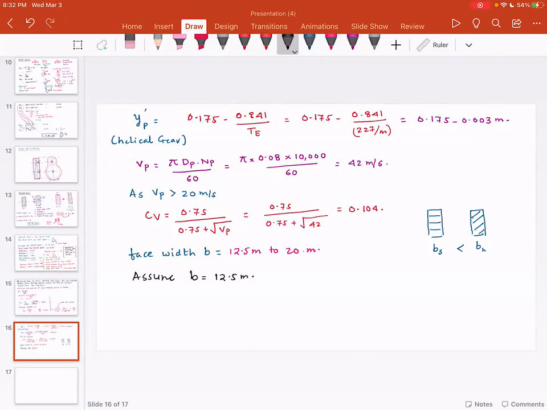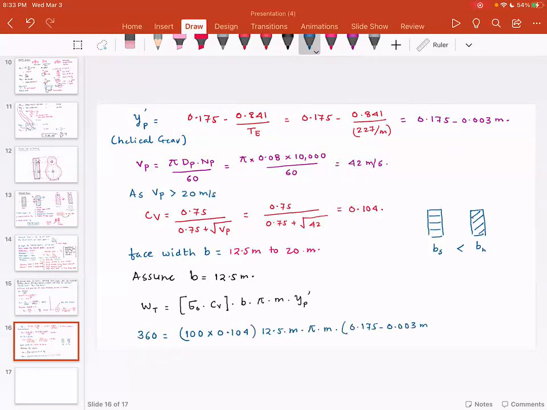Now, what we know here is we know the value of Wt, we know the value of sigma O, we know the velocity factor, multiplied by B multiplied by pi multiplied by m multiplied by yp prime. So Wt is 360 from the last equation. Sigma O is 100. Velocity factor is 0.104. Face width is 12.5 times m, pi m, and yp is 0.175 minus 0.003 m. So the only unknown in this equation is m.